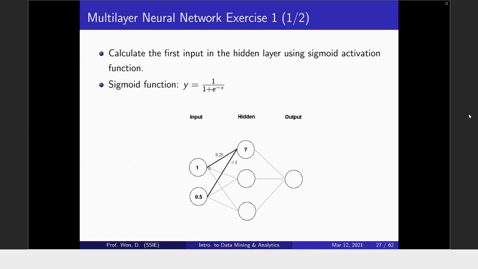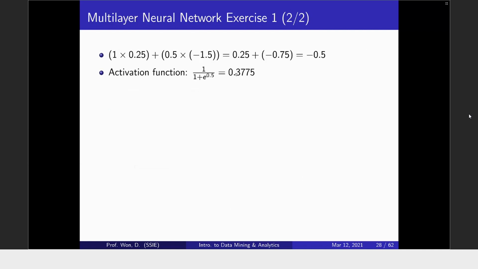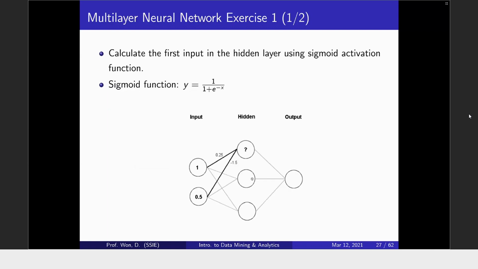And if we know the other weights on these gray lines, then we can fill in the second and third nodes in the hidden layer, right? The first one is 0.3775, and the second one is 0. something, and the third one is also another value. And our final output is going to consider all these values together, and then based on this number, we are going to make one decision.